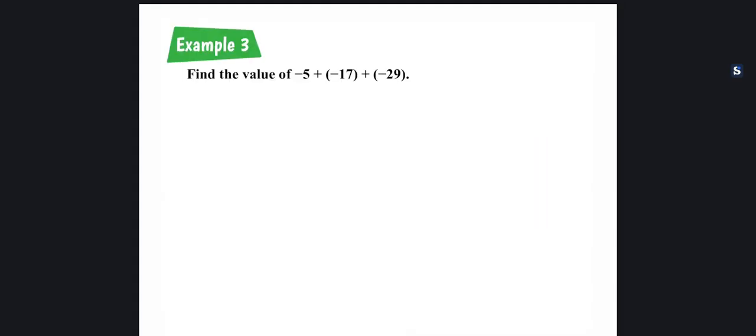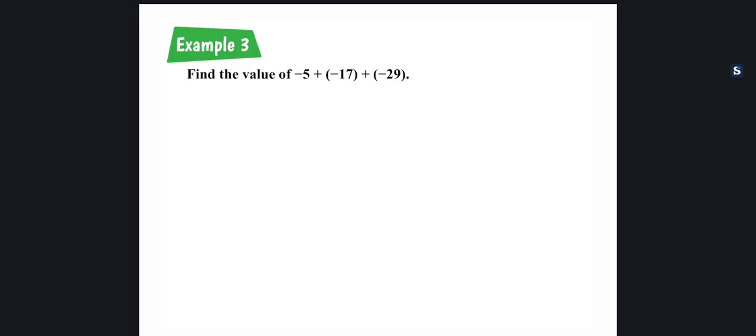Example 3. We'll do this problem together. Find the value of -5 plus -17 plus -29. This is a case where drawing a number line to model an integer addition problem would be difficult due to the size of the numbers. Instead, we'll use the adding integers rules we went over earlier to solve this problem.